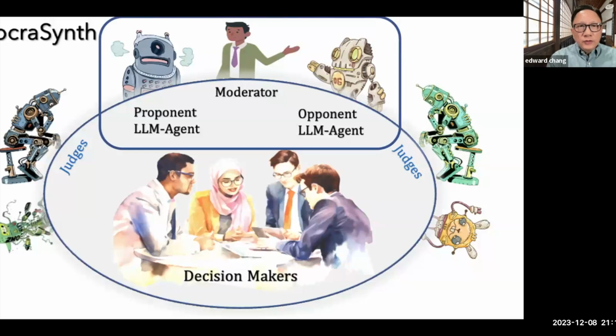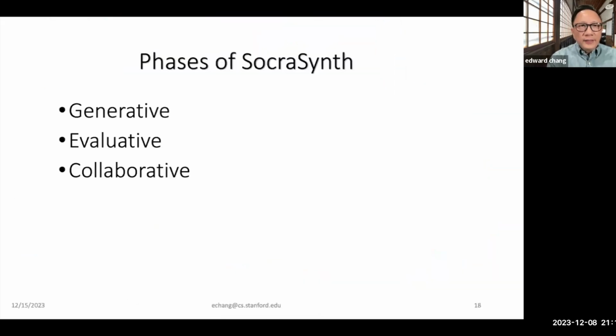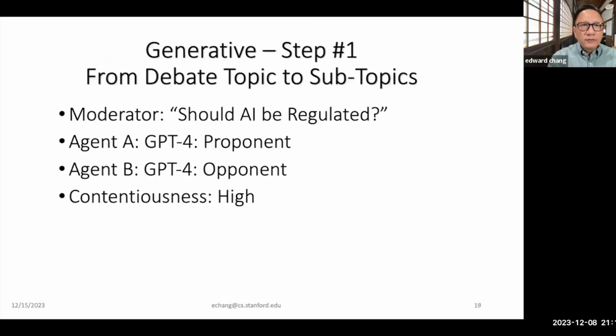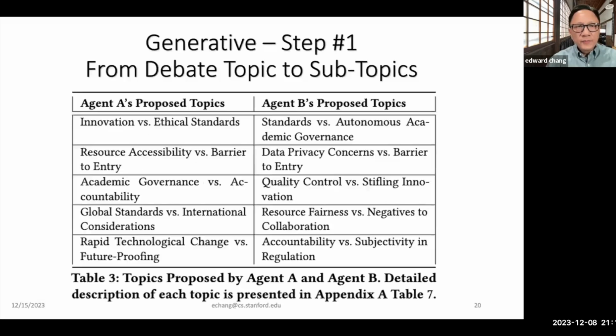Okay, so let's look into how to formulate the debate. We have three phases: generative, evaluative, and finally collaborative. In the generative phase, as I said, we have a moderator. For example, we use this subject matter, should AI be regulated? We have one agent who is a proponent, and in this example, we use GPT-4, and the opponent is also using GPT-4. Initially, we set the debate's contentiousness to be high. Contentiousness is a very important parameter. One of the novelties of this work is this contentiousness parameter, and I will discuss it in detail shortly.